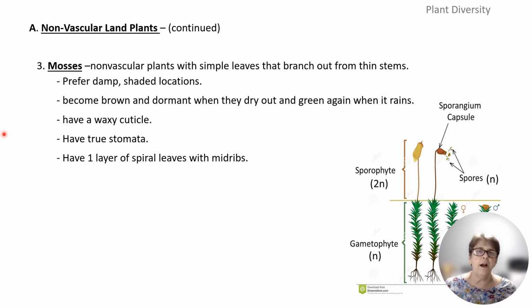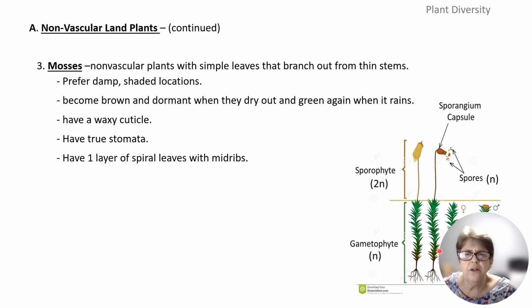It won't look like much when it's all dried out, but then when it's wet, you'll have this whole green carpety area. Mosses do have the waxy cuticle, and they have true stomata. They also have one layer of spiral leaves that have midribs.